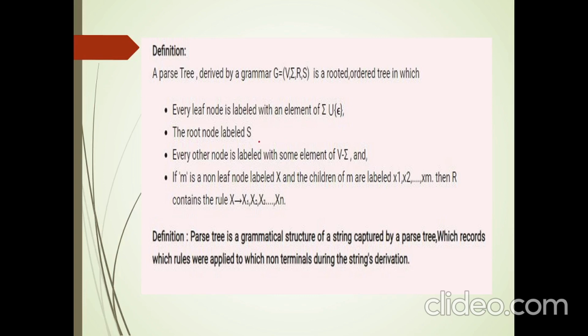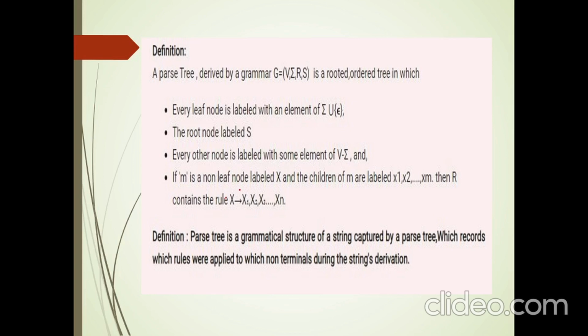Root node is labeled always, yes, with the start symbol. Every other node is labeled with some element of V minus Sigma. So V is all the variables other than the Sigma. So intermediate nodes can normally be non-terminals, and the root of the tree is always the start symbol. That is also a non-terminal.